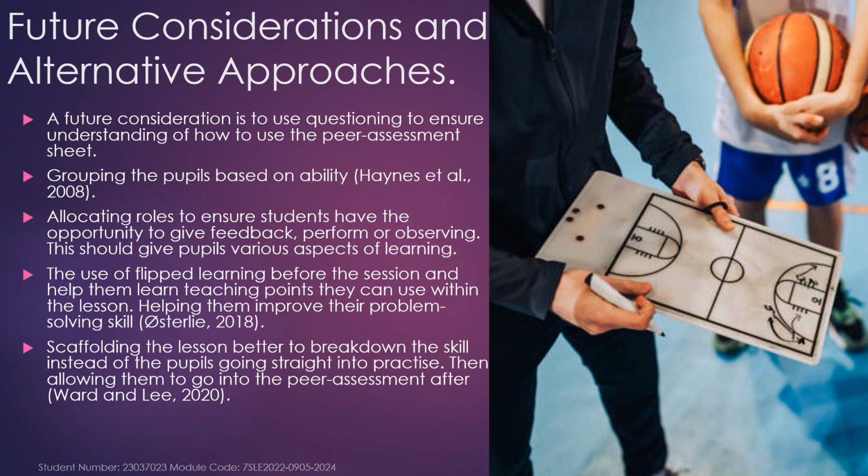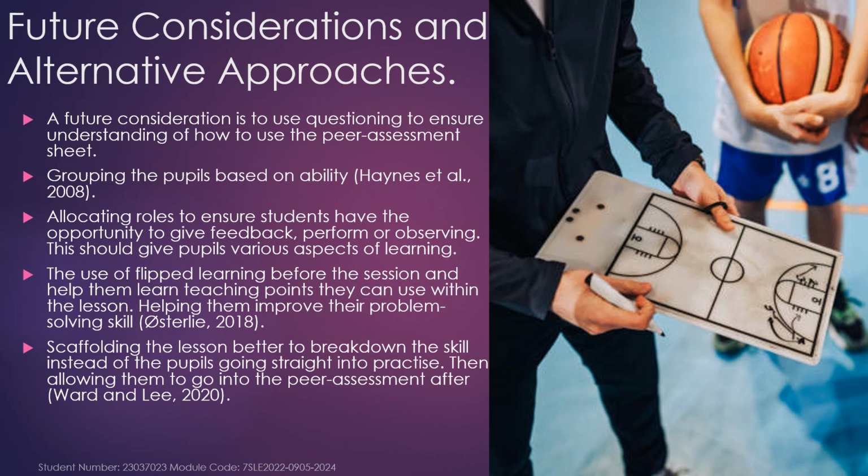Looking ahead, there are several strategies I plan to incorporate into future lessons to further enhance the peer assessment process and optimize student learning. One important consideration is grouping students based on ability. Research by Haynes, Fletcher, and Miller 2008 suggests that ability grouping can create a more supportive environment by pairing students with peers at a similar skill level. This approach could reduce the risk of students feeling demotivated or overwhelmed when paired with someone significantly more advanced or less skilled.